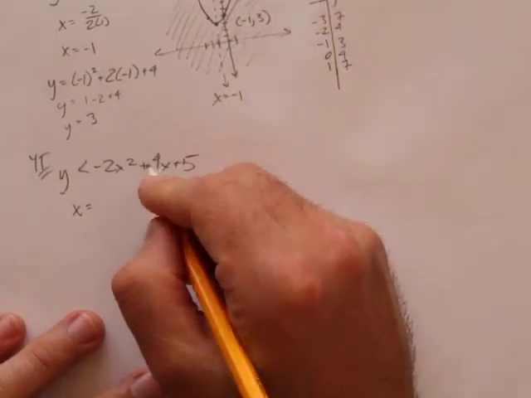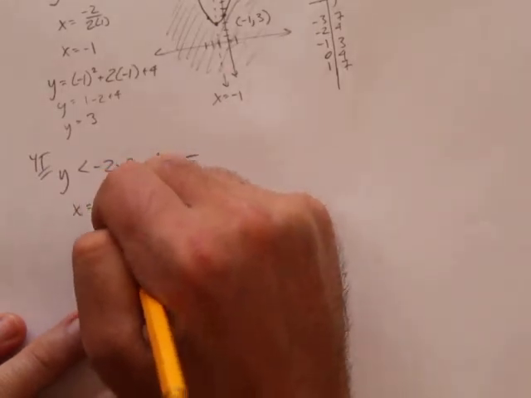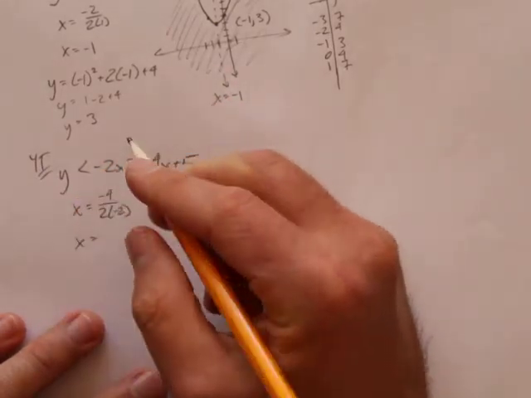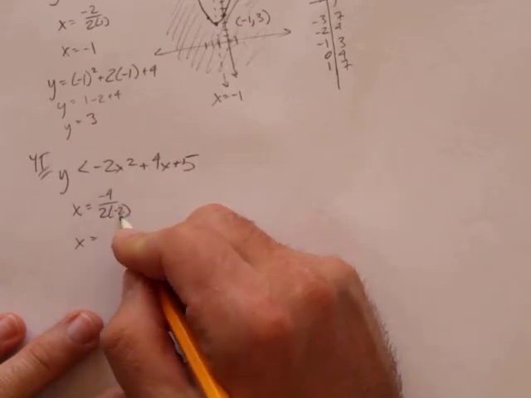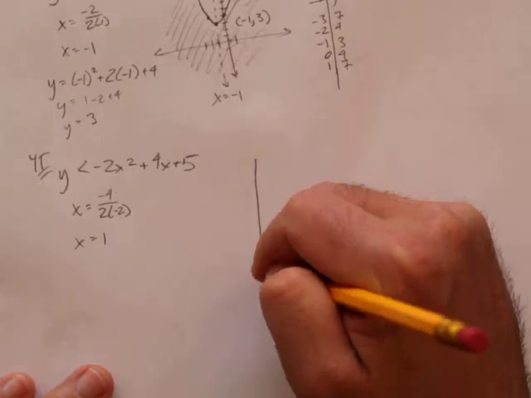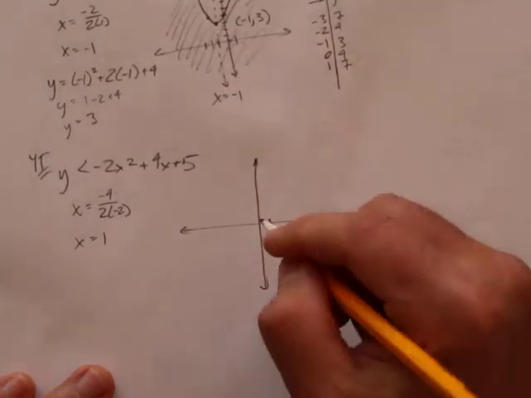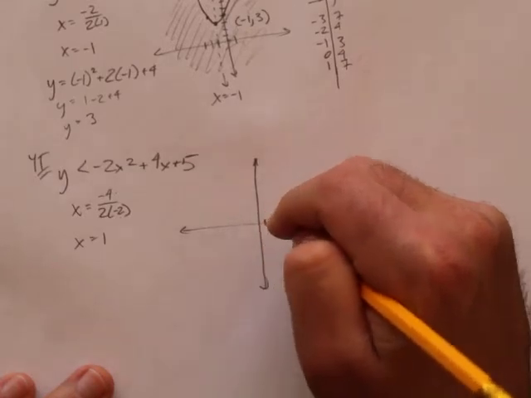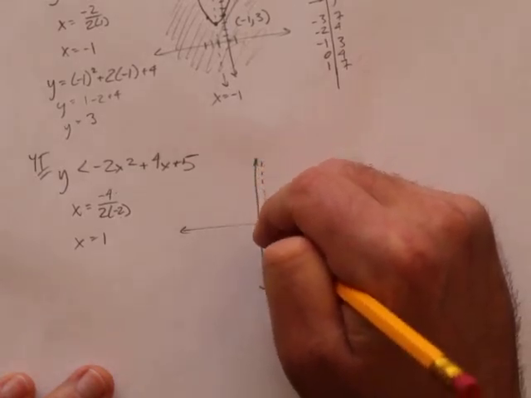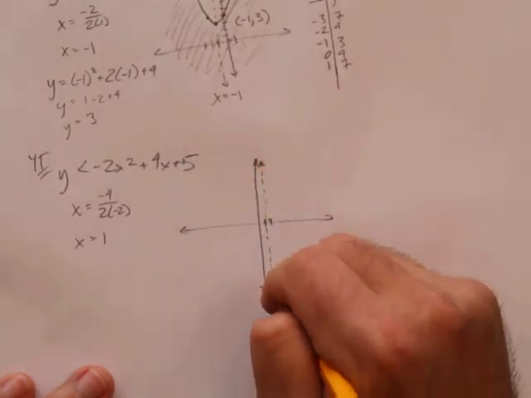X equals negative b, which is 4, over 2 times a, which is negative 2. And so x equals negative 4 divided by negative 4, which is positive 1. X equals 1 is my axis of symmetry. Whoops, I'll make that one a little bit closer. There we go. Axis of symmetry, x equals 1.